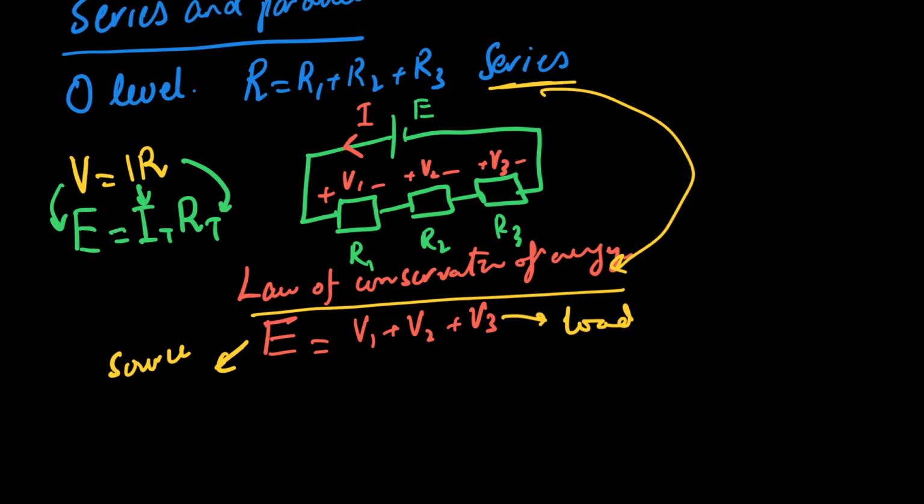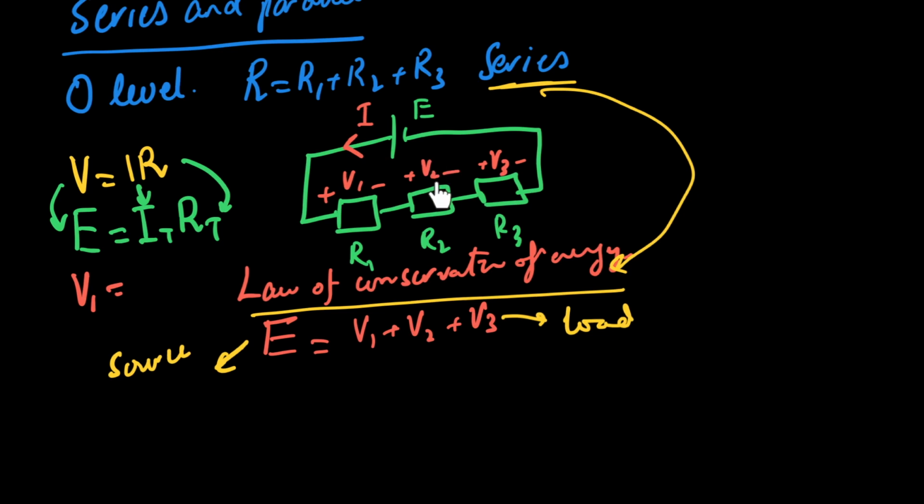Now, whenever you are using the other side, which is let's say V1, V1 is not the cell. The cell is providing to the whole circuit. The cell does not belong to one resistor, the cell belongs to all. V1 is only for R1, V2 is only for R2, V3 is just for R3.